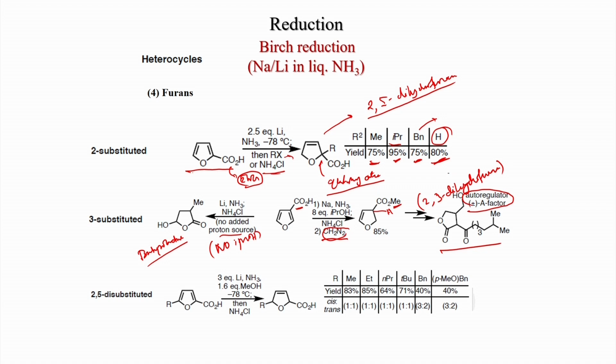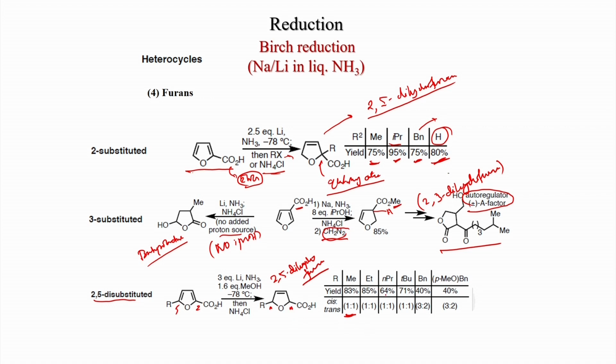Now, if you have a 2,5-disubstituted furan, this is 2 and this is 5, again like earlier you get 2,5-dihydrofuran, and depending on R you get different yields. Suppose R is methyl, you get an 83% yield, and in this case the selectivity is not good, a 1:1 cis-trans mixture, because this is a stereogenic center. So, cis and trans will be a 1:1 mixture.